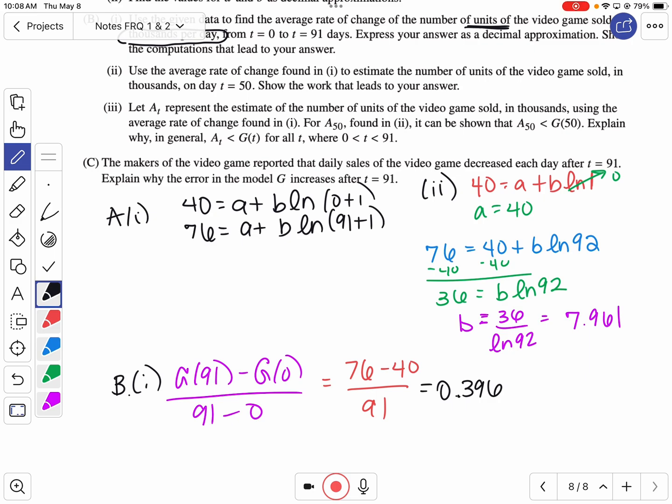All right. So this is where we have to put the units. This is where you have to be careful because it says thousands of units per day. So in 1,000 units per day. So be sure you put that on there because they give it to you.